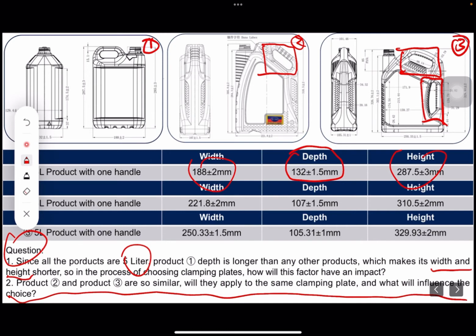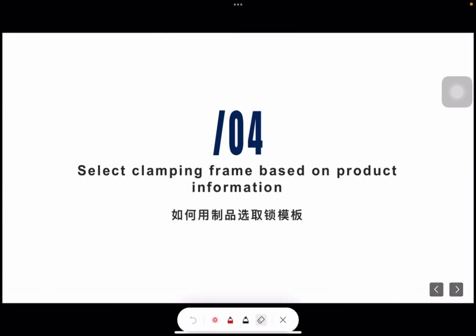So with these questions, let's come to the next part. Here comes the 4th part. Select the camping fan based on product information. The information means only size, dimension. And okay, let's begin.